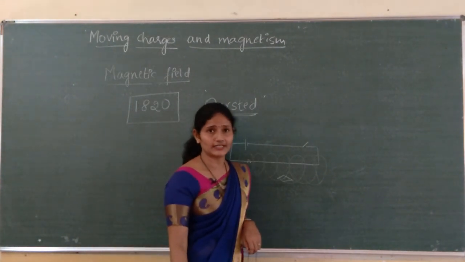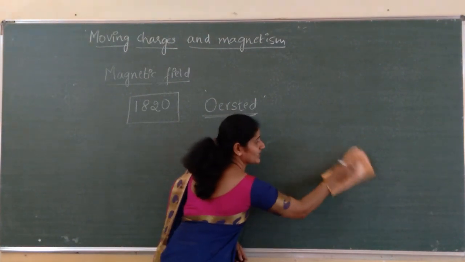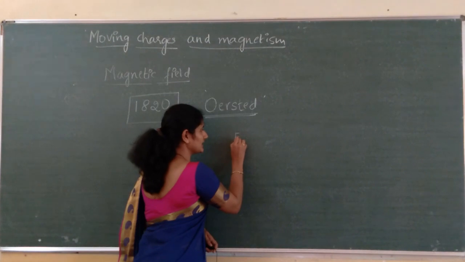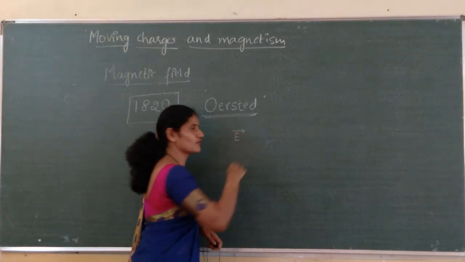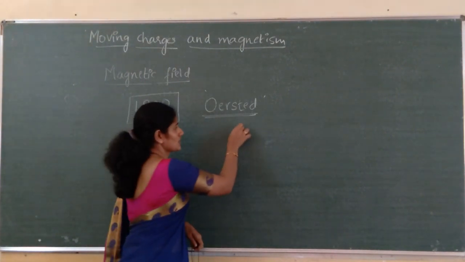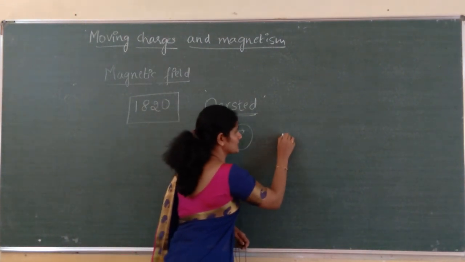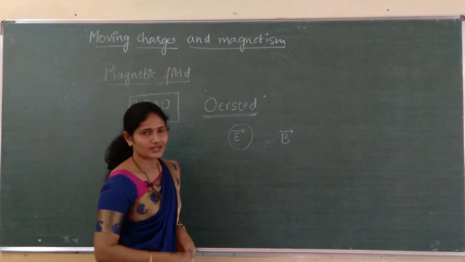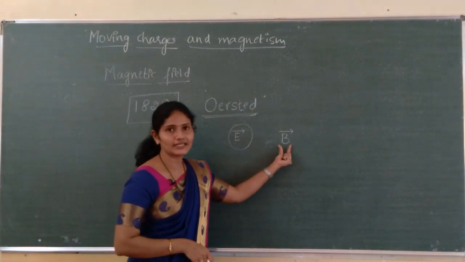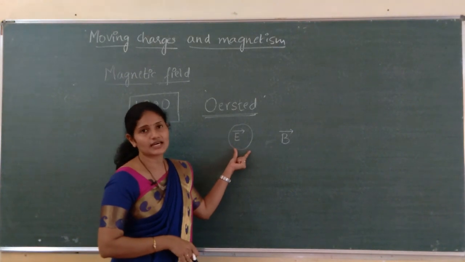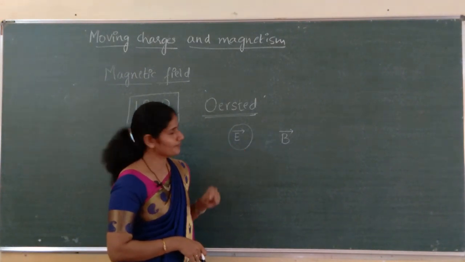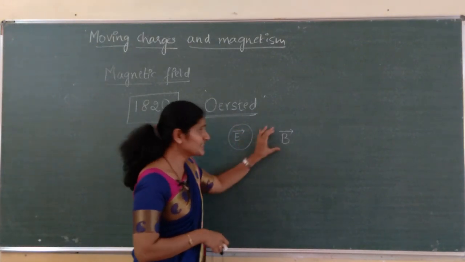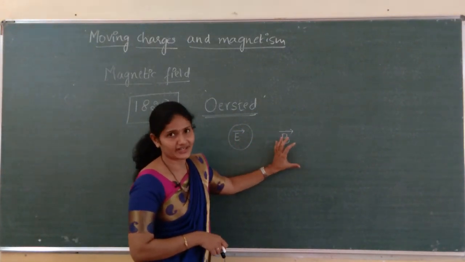Like the electric field, the magnetic field is a vector quantity. The electric field is denoted by the symbol E. It is a vector quantity, so in vector form, E vector. The magnetic field is denoted by the symbol B. It is also a vector quantity. The magnetic field is represented by B, and the electric field is represented by E. Since it is a vector, it has magnitude as well as direction.